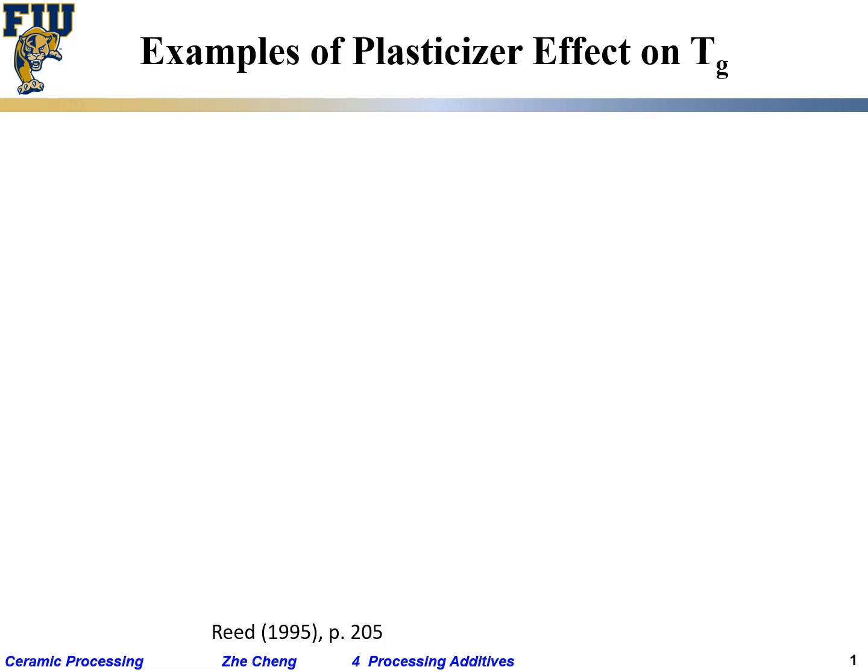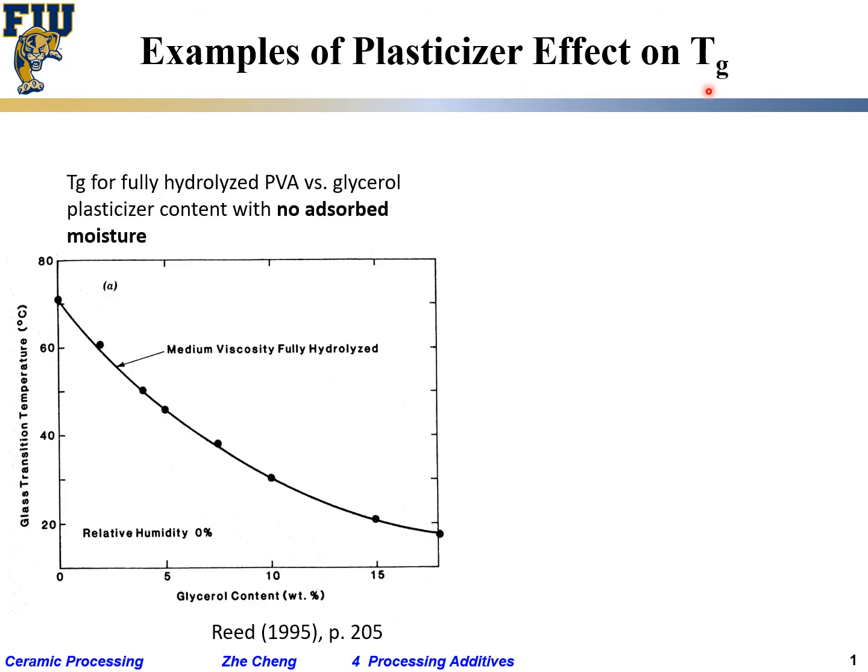Okay, and then I'm going to show examples of plasticizer effect. The small molecule that you added into the polymers or ceramic particulate paste to reduce the Tg. Okay, one plot. We are showing Tg, glass transition temperature, for fully hydrolyzed PVA. PVA is our polymer binder, right? Okay. We are showing Tg for fully hydrolyzed, which means you add a lot of water, fully hydrolyzed PVA versus glycerol.